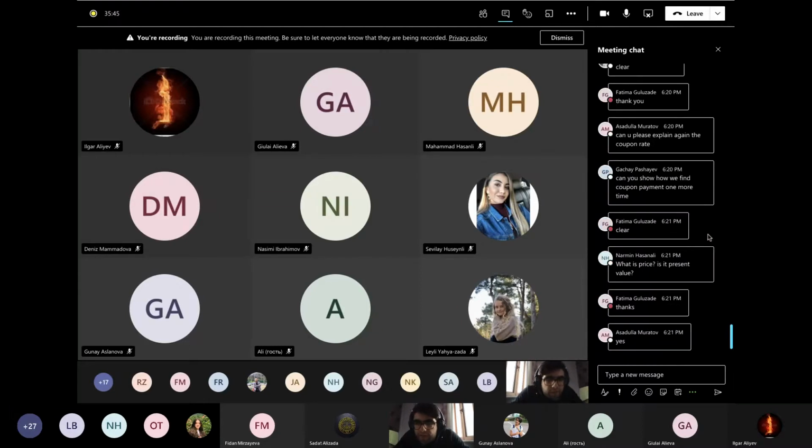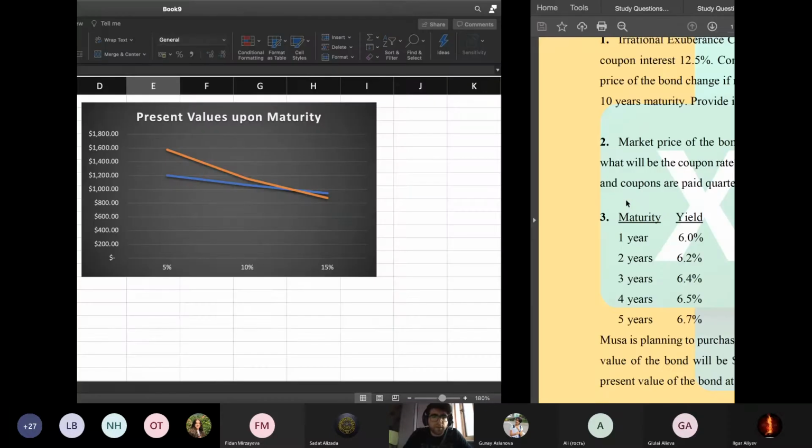Nermin says, what's price? Is it present value? Yes. Price is present value. You are paying this amount to purchase a bond. The nominal value, face value, is not the price you are paying. It is future value. Okay, then if there are no questions, we can continue with question 3.